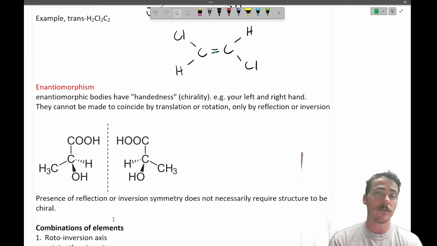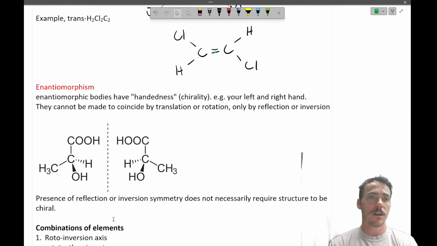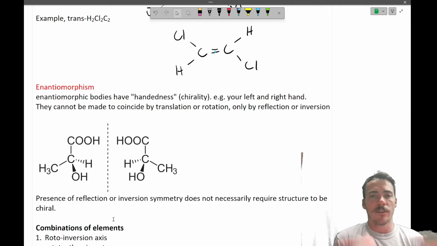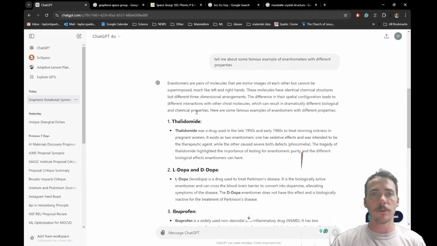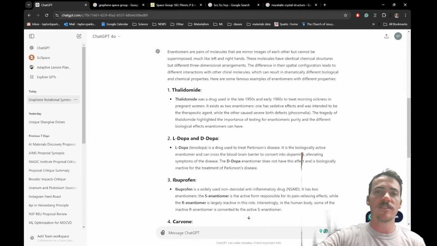And there are lots of examples of enantiomers where you might think, okay, technically they're different, but who cares? Who cares is because they are very different. I just pulled it up on ChatGPT to ask it: give me some examples of famous enantiomers that have way different properties. And this is the one I was hoping to find.